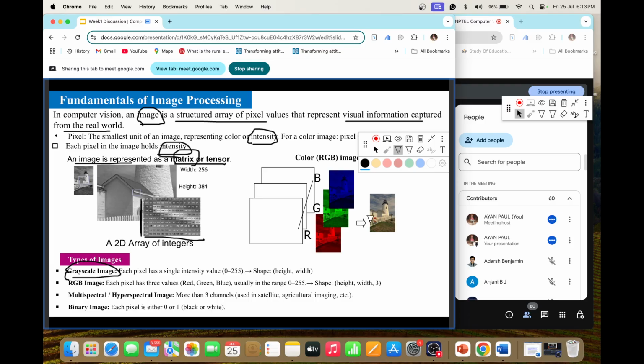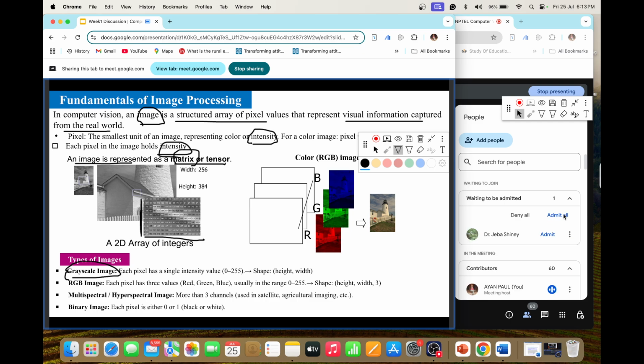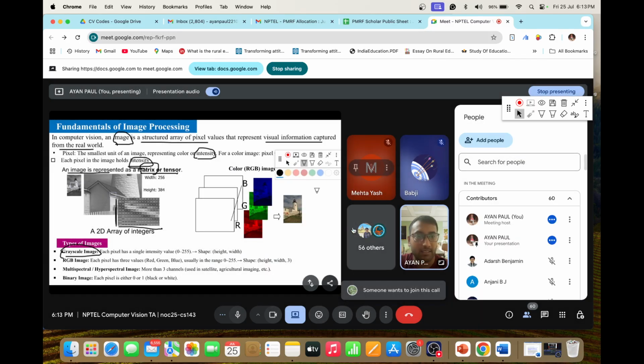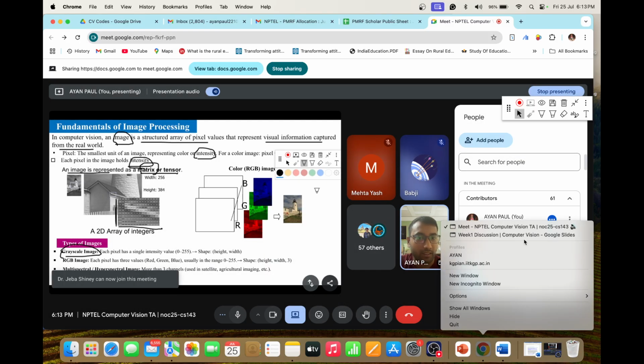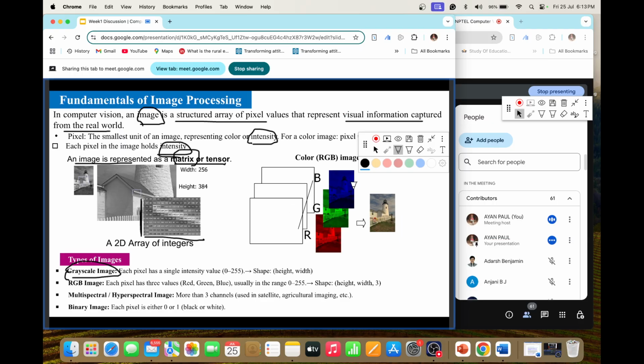This is an RGB image. An RGB image has three channels: red, green, as well as blue. That is why it is known as RGB. Okay, someone is joining. Yeah, that is why it is known as an RGB image.